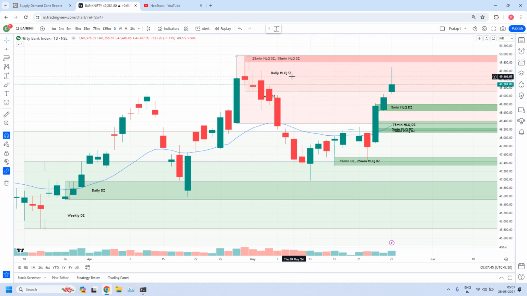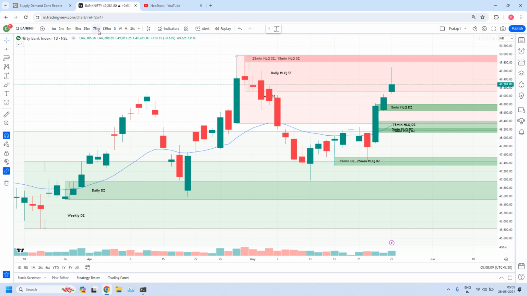high liquidity supply zone. And earlier we have already fine tuned with 25 minutes and 15 minutes high liquidity supply zones inside this. 75 minute structure is not good, but today a new 75 minutes high liquidity supply zone is created within this area. Let us look into that.